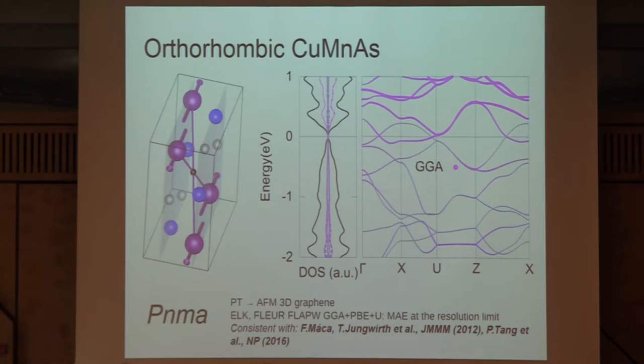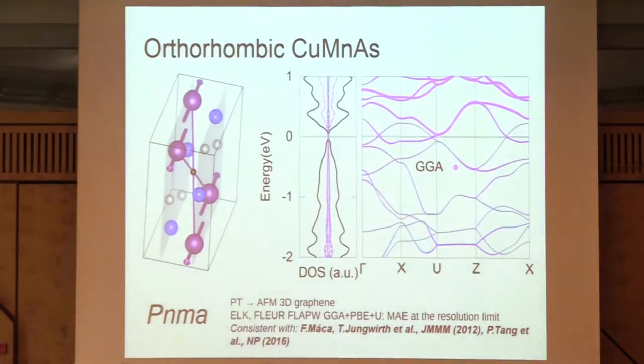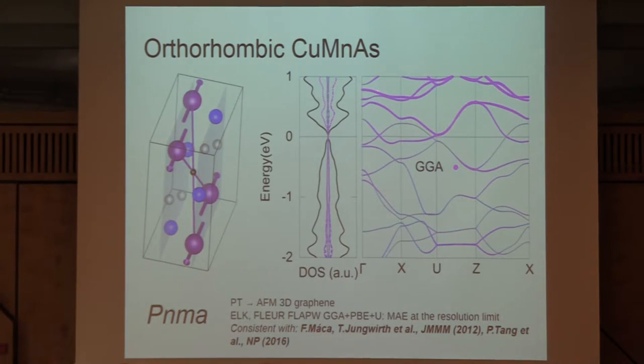And then there is another phase, actually, of copper manganese arsenic. It was reported recently and some time ago in the literature that it can also have band crossings. And remarkably, it happens for the GGA approximation in density functional theory, whatever. It appears to happen exactly at the Fermi level.